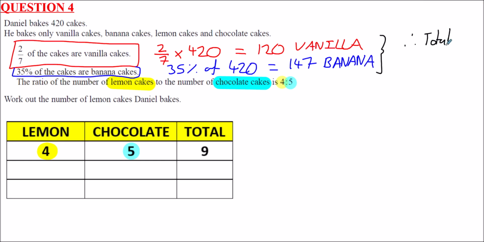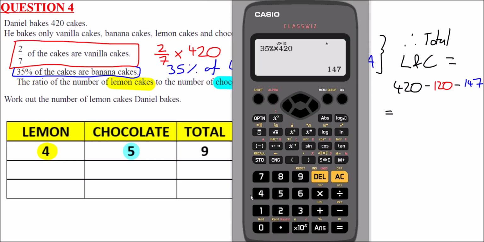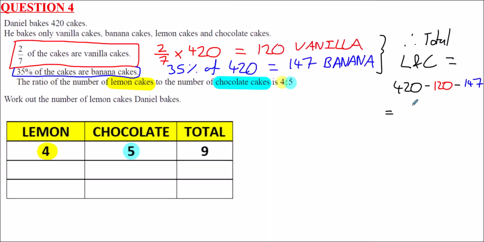Total for lemon and chocolate is going to be the total 420 minus the 120 minus the 147. Whatever's left has to be the lemon or chocolate. So if we just do this on the calculator and see what we get. So 420, take away 120, take away 147. That gives us 153. So it must be 153 lemon and chocolate cakes all together.